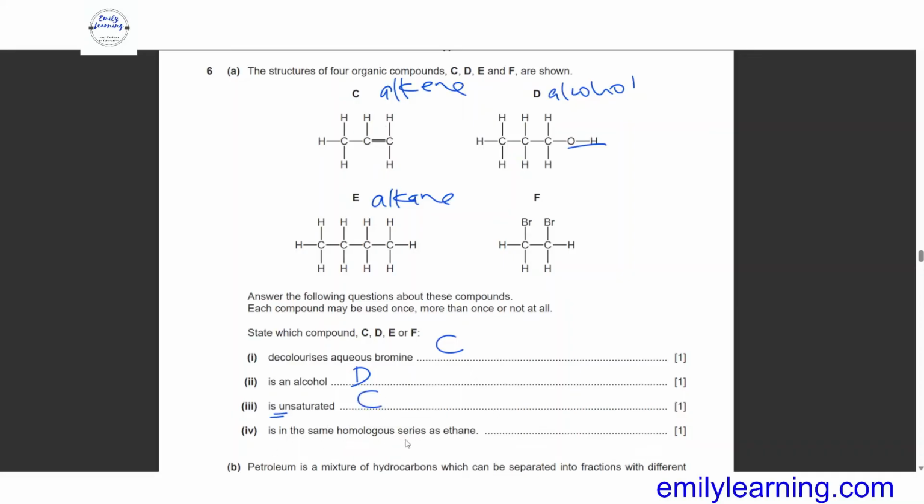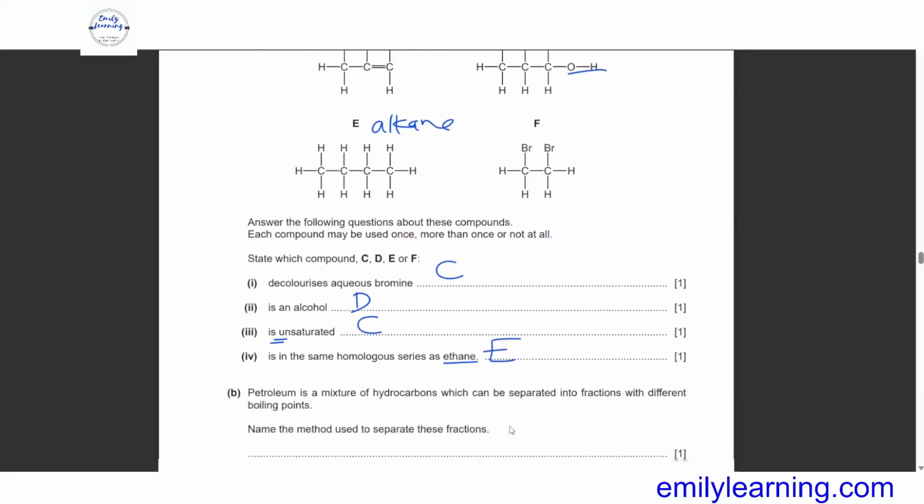Which one is in the same homologous series as ethane? So ethane is an alkane. So which one is in the same homologous series? It must be E because it is also an alkane.